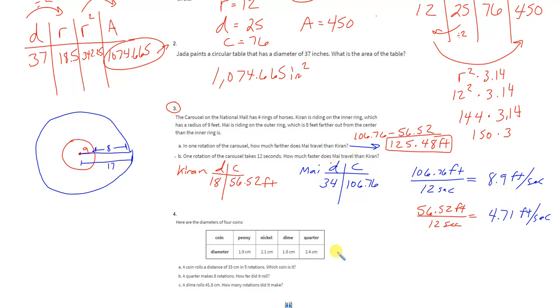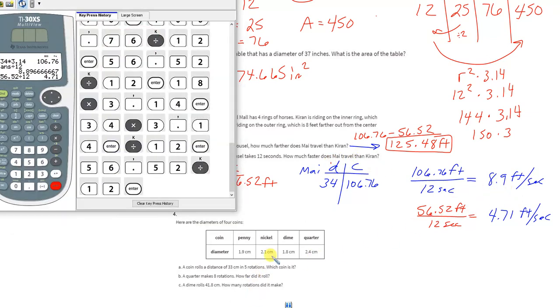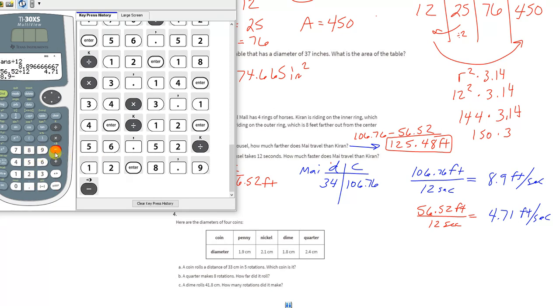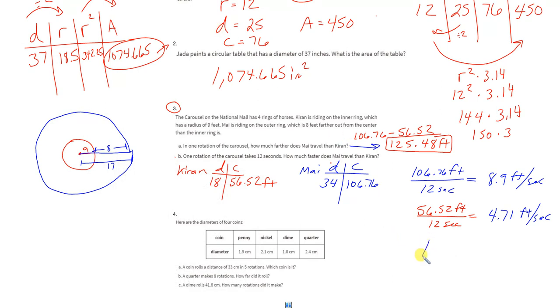You have to subtract those. So 8.9 minus 4.71. So they're going about 4.19 feet per second faster.